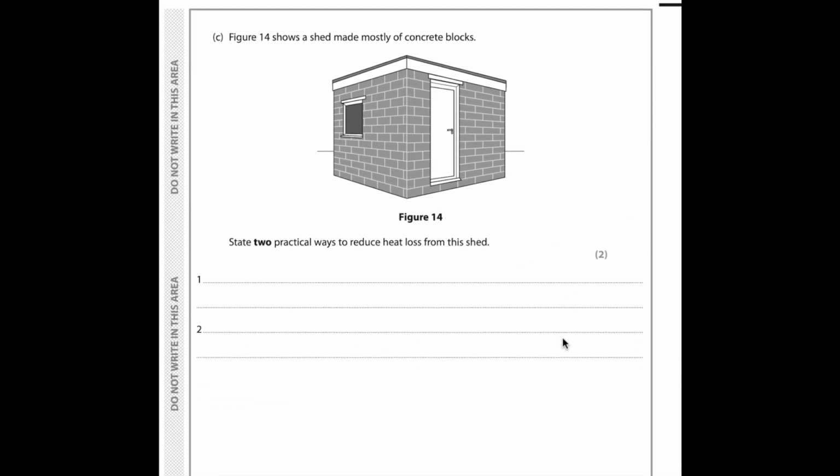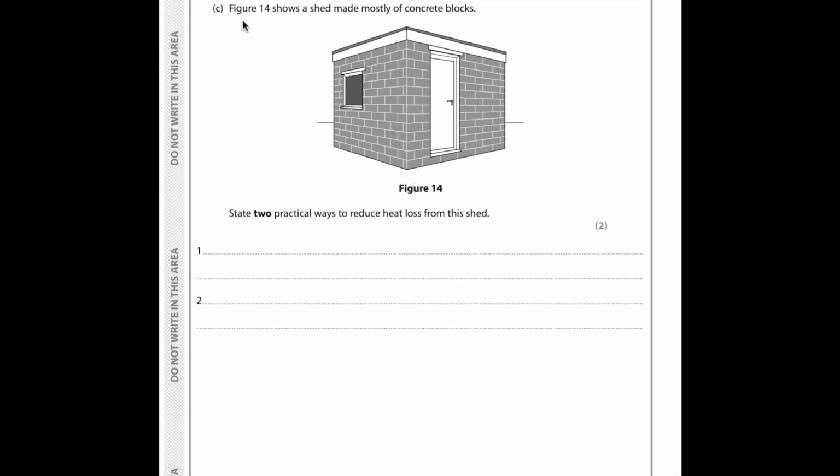Question C. Figure 14 shows a shed made mostly of concrete blocks. State 2 practical ways to reduce heat loss from the shed. Right, so remember, you lose heat through the roof, through the walls, through the floor, through the door, and through the window.